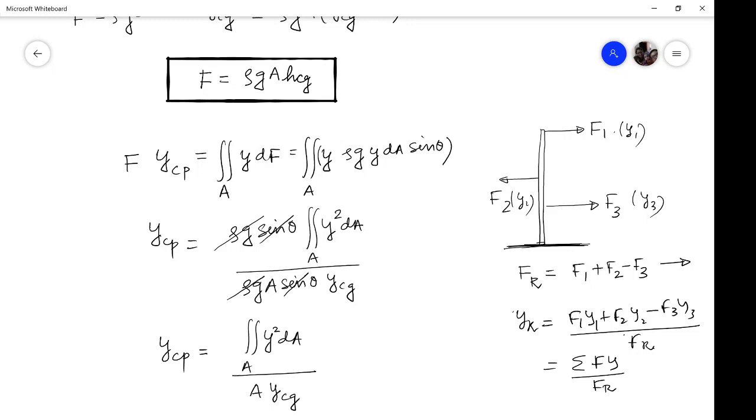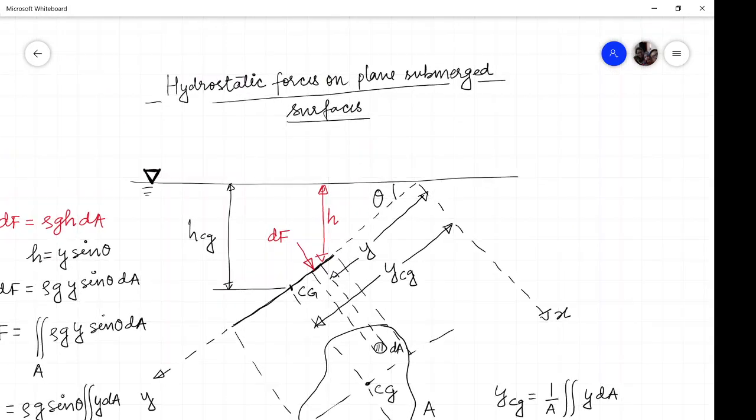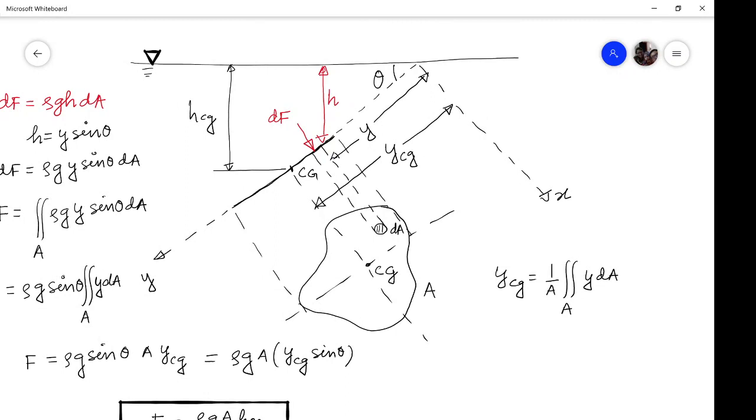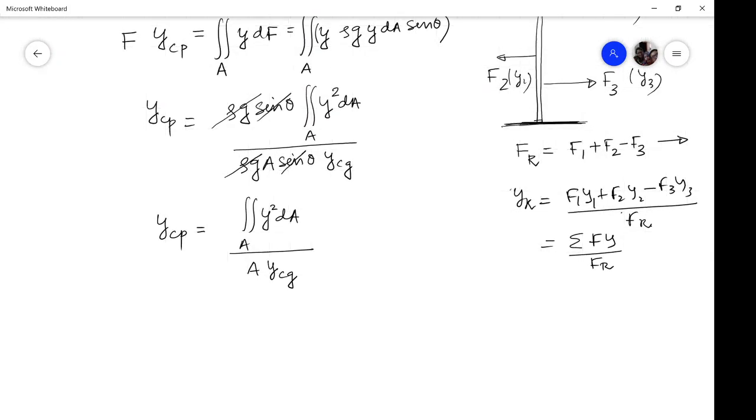And what is second moment of area? Second moment of area is what we call moment of inertia, and this is with respect to what axis? X axis. Okay, so I also assume that this is the centroidal axis y prime, and let me use a different pen. This is centroidal axis y prime, and this one is x prime. So this now can be written as I xx by A y center of gravity.